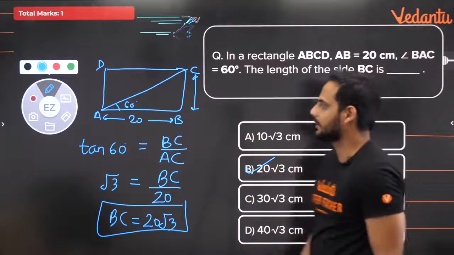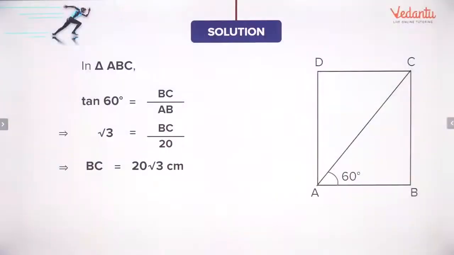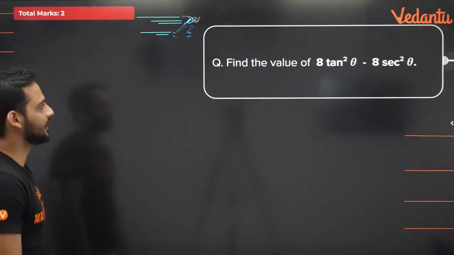So option B is going to be your correct answer. Option B is your correct answer. Okay, 20 root 3. Let's move to the next question.